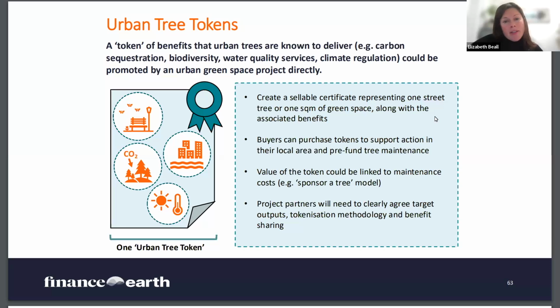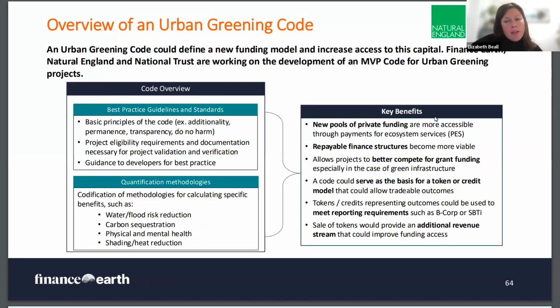Next slide, please. And this could eventually progress to an urban greening code, building off the learning from existing codes and standards that have largely been developed, focused on more rural environments like the Woodland Carbon Code, Peatland Code, and Biodiversity Net Gain. And so the idea with an urban greening code could be to build off that learning, but to really develop a code that is specific to urban green spaces, with the quantification methodologies adapted and developed to really address urban spaces in particular. So we're excited to be working in this next phase with National Trust and Natural England to continue to support and ideally speed up and scale the mobilization of private capital for urban green spaces. Thank you.